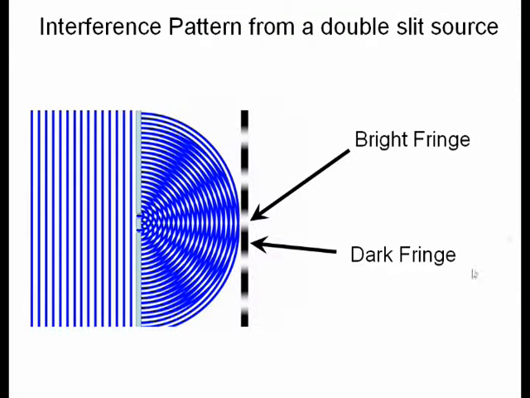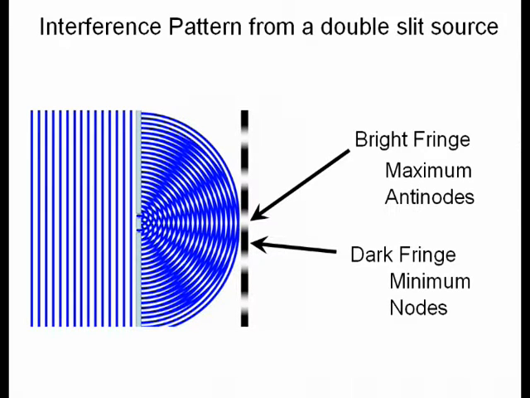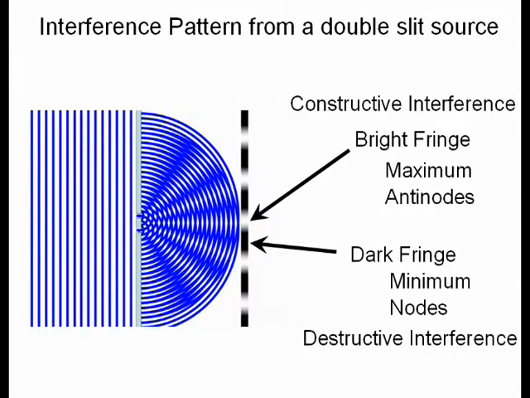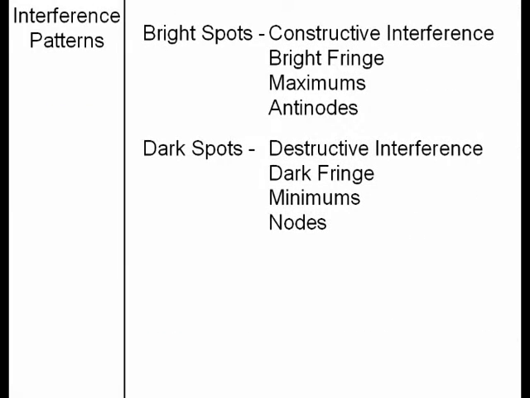In our interference pattern, the bright spots are called bright fringes, and the dark spots are called dark fringes. They're also called maximums and minimums. They're also called antinodes and nodes, and we have to understand that what's going on is constructive interference and destructive interference. Pause and copy.